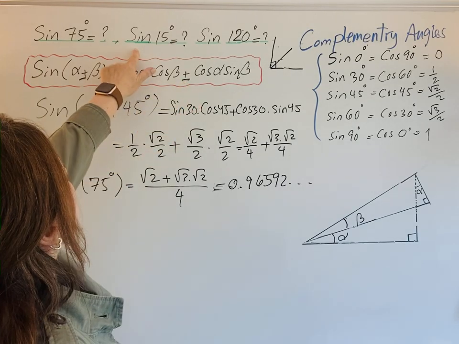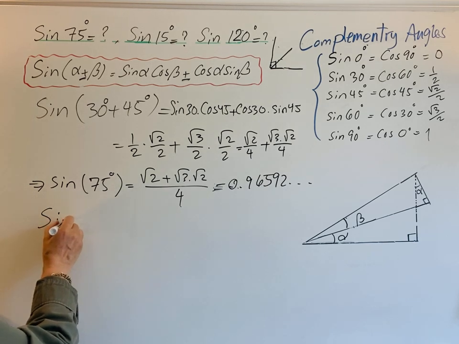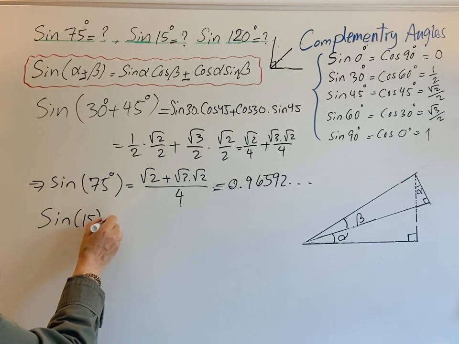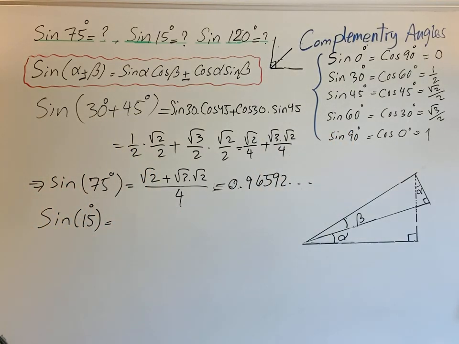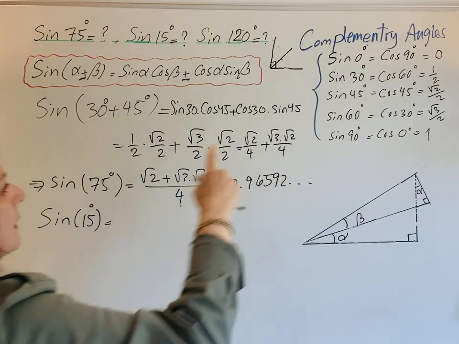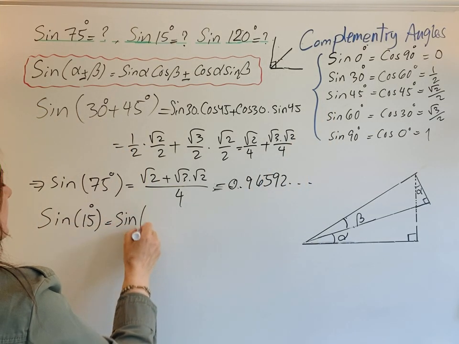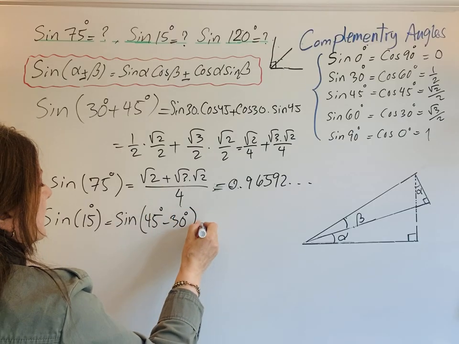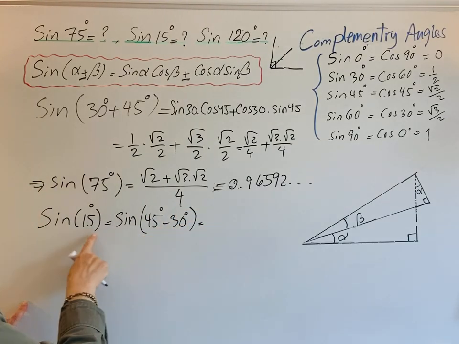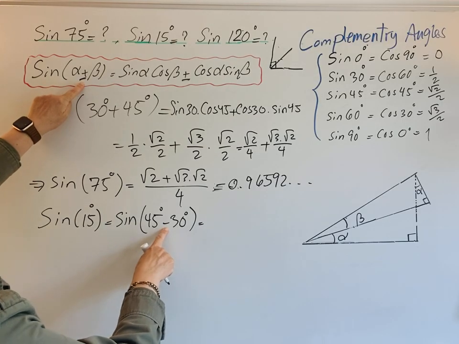Okay, how about sine of 15 degrees? 15 degrees is not here. How can we find this? Can we use these two? Sine of 45 minus 30 degrees. The difference of these is 15 degrees, yes? Okay, this is minus, so we use the minus formula.